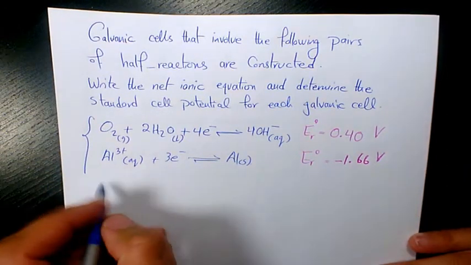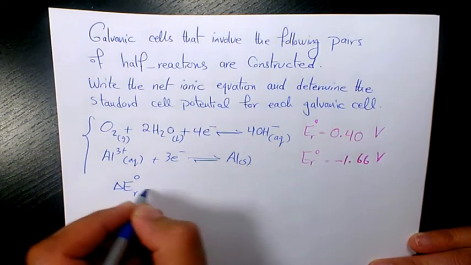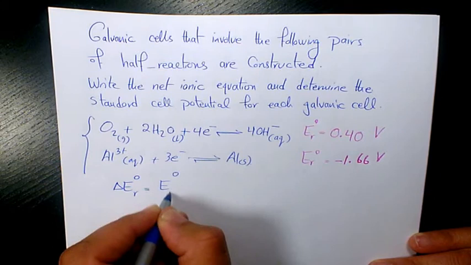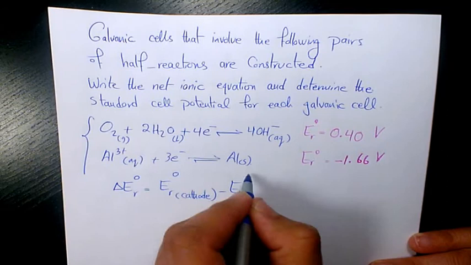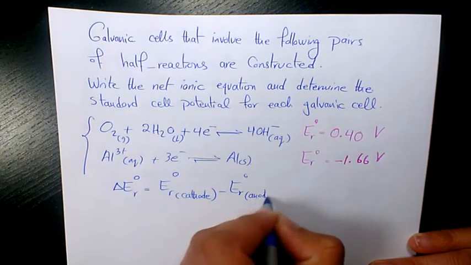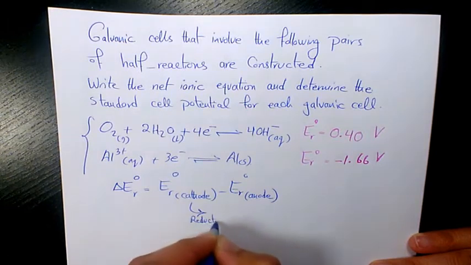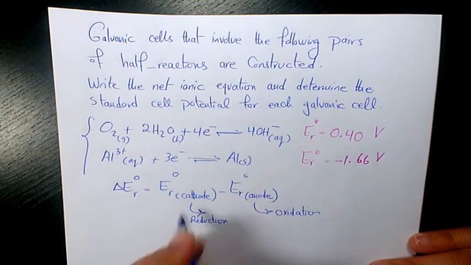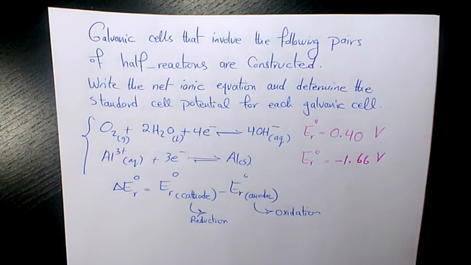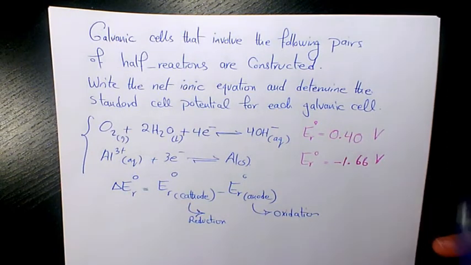So if I want to find the standard cell potential, that's going to be equal to the standard reduction potential of the cathode minus the standard reduction potential of the anode. Cathode is where reduction happens. Anode is where oxidation happens. Reduction happens where we are dealing with a stronger oxidizing agent. How do you figure out which one is stronger? We need to find out which one is greater.